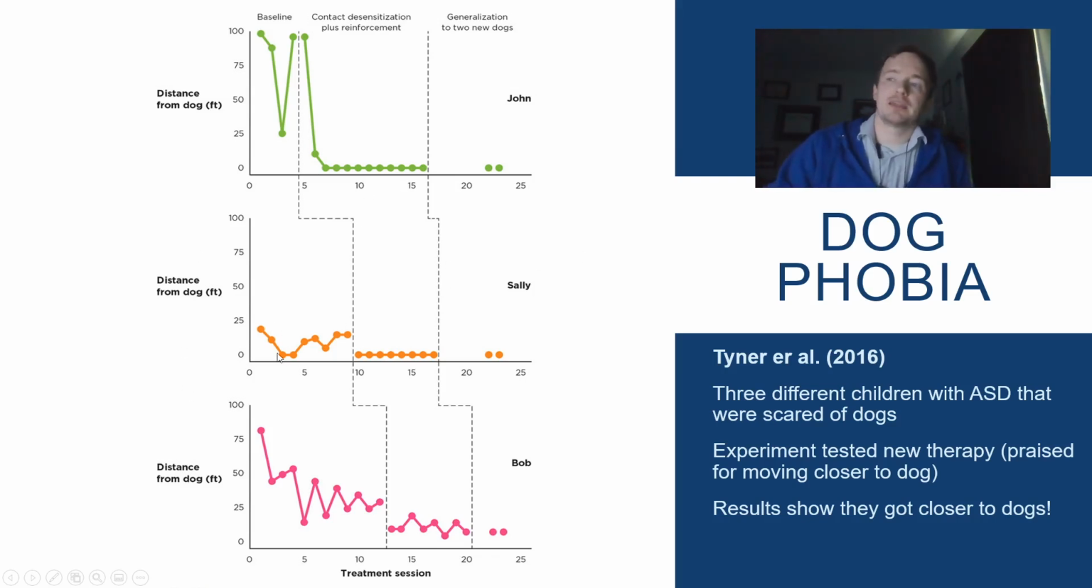You can see that Sally's phobia was not nearly as severe as John's or as Bob's down here, but as soon as this treatment plan was introduced, you can see that it immediately drops. She's no longer afraid of the dog. And the same for Bob. Bob went on for quite a while, and then on looks like the 13th day or so, they introduced this experimental therapy, and his phobia of the dogs pretty much went away, right?